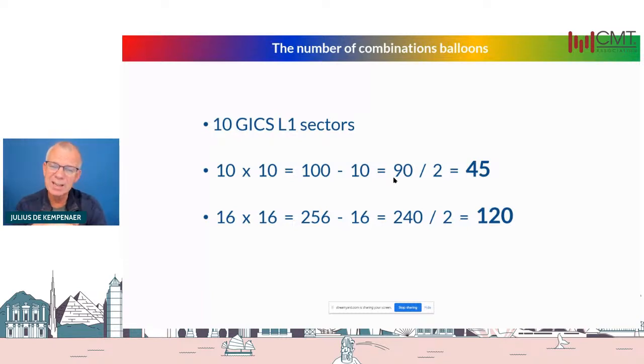If we go down to industry groups, that's the second layer, then you will have 16 groups, which means 256 combinations. Minus 16 leaves me with 240. Divided by 2 is 120. That number of combinations balloons.